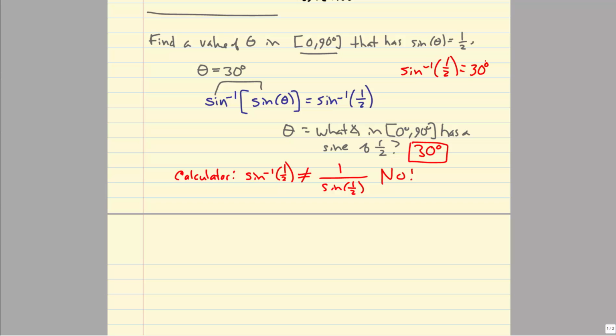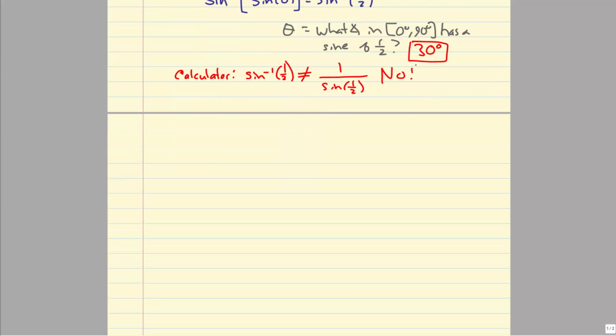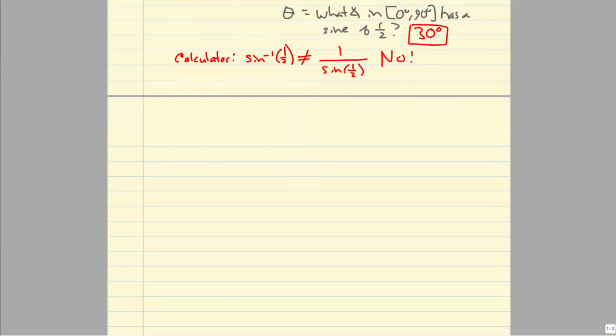But again, it's important that you be able to think about these and think on your feet a little bit, instead of just always going for the calculator. So knowing your trig functions with those standard angles is going to be important. Let's look at another one.